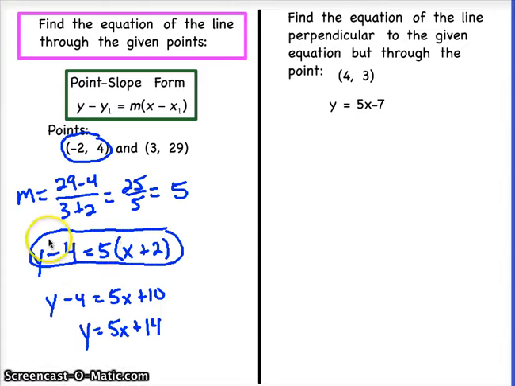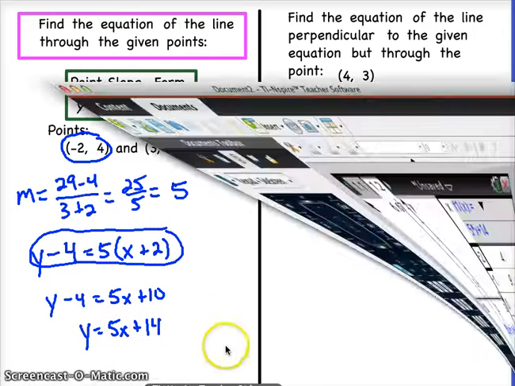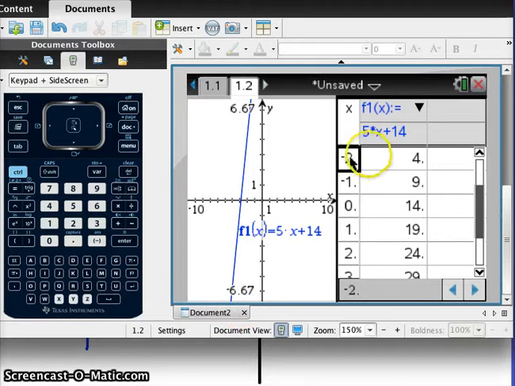Okay, hopefully you ended up with the same equation that I did. Remember, if you use the other point, (3, 29), you would just have a 29 in place of the 4, and x minus 3 in place of that x plus 2. However, if you converted it to slope-intercept form, we should have both ended up in the same place, y equals 5x plus 14, which I quickly typed into my calculator and found that (-2, 4) and (3, 29) are both on my graph. So we know we did it right.